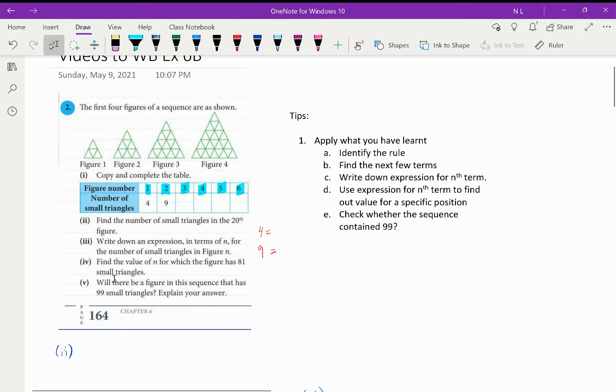So for figure 3, how many small triangles are there? So you count 1, 2, 3, 1, 2, 3, 4, 5, 6, 7, 8, 9, 10, 11, 12, 13, 14, 15, 16. So there are 16 of them. So for figure 4, how many triangles are there? You count also. So you can pause the video to count. Okay, so after you count finish, you should get 25 small triangles.